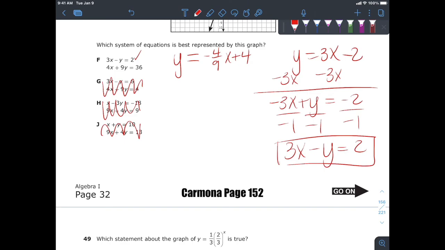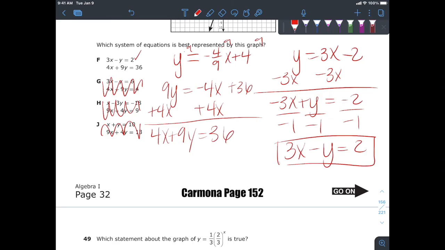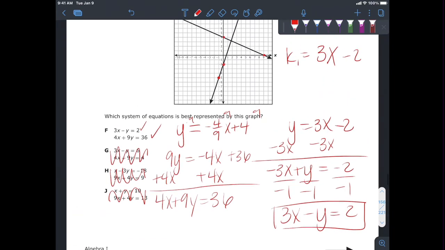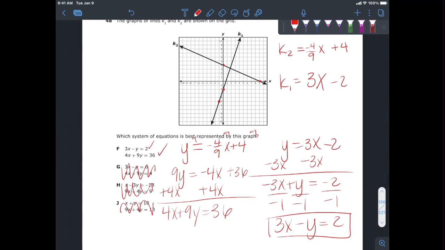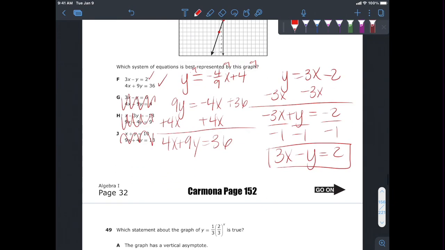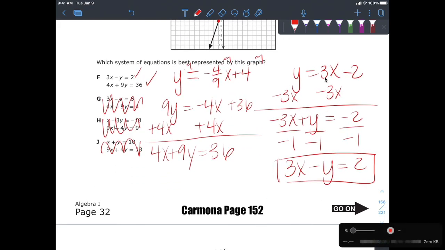But let's just verify with this guy. So over here, I'm going to go ahead and just multiply everybody by 9. Let's go ahead and move that 4x over. And I ended up with a matching equation. I can verify my work or even do the entire work by plugging in these 2 points for K2, running a regression, getting my equation, doing the same thing for K1, and then transitioning them by doing what we just did.